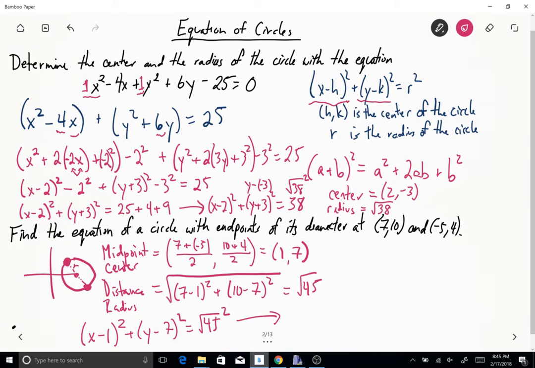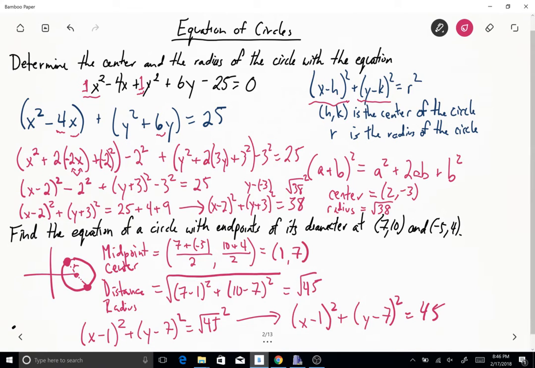And so if you want a simplified format where you don't see the square root, x minus 1 the quantity squared plus y minus 7 the quantity squared equals 45. And notice that moves a lot faster if you know your midpoint formula, you know your distance formula. So I'd suggest once again writing those formulas down.